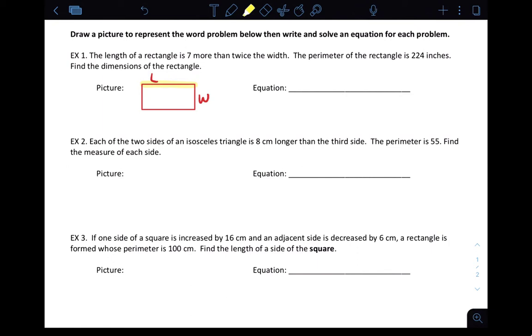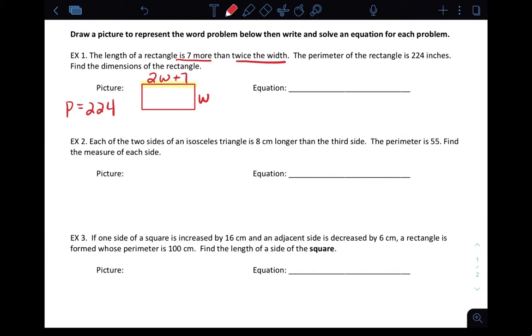Because it also uses the word than, I'm going to use this back part first when I'm starting to set up my equation. So I'm going to go to the length, and I'm going to put twice the width first, so 2W. Then I'm going to come to the front part of this, which says 7 more, and more being add. So I'm going to add 7 to that length. So the length of this rectangle is 2W plus 7, and the width is just going to be W. It also tells me that the perimeter of this is 224 inches.